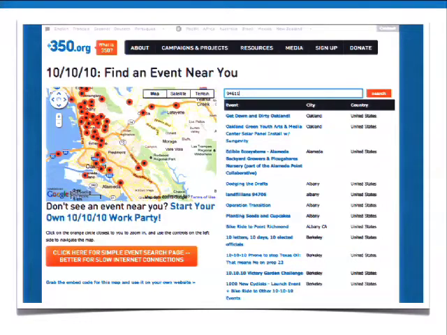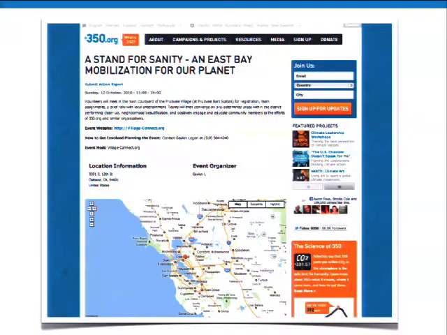Two times in a row, the largest coordinated grassroots actions that have ever taken place. Massive, massive change using Drupal. Here's an example of what one of the event pages would look like. And to give you a sense of what the 350 impact really demonstrated, I have a short video here.